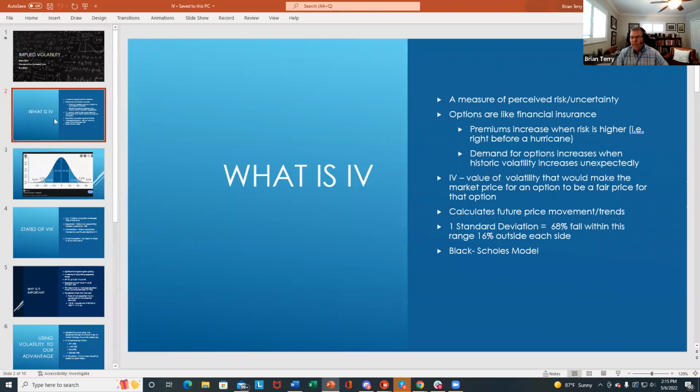So IV is really the value of that volatility as it's priced into options. When you're looking at an option strike, what you're seeing is what the market makers have built in based on what is a fair price for that option.